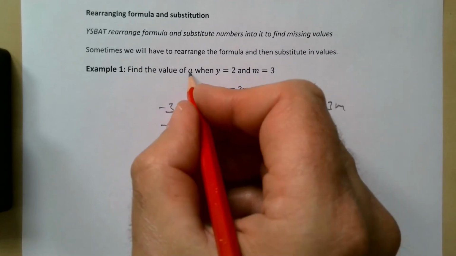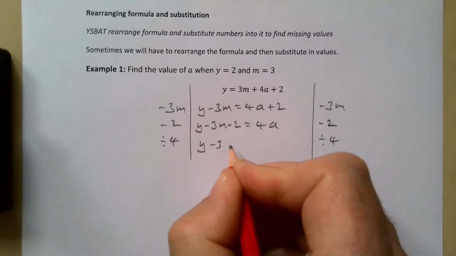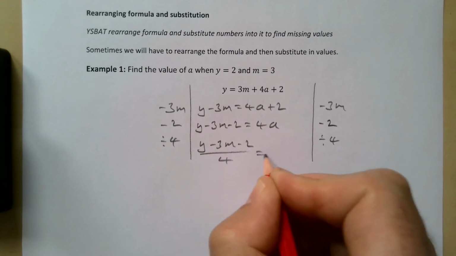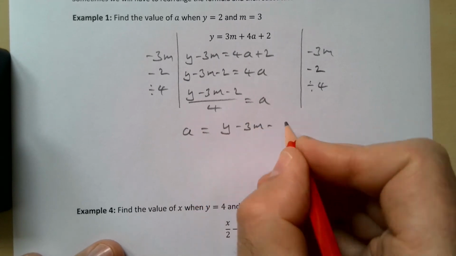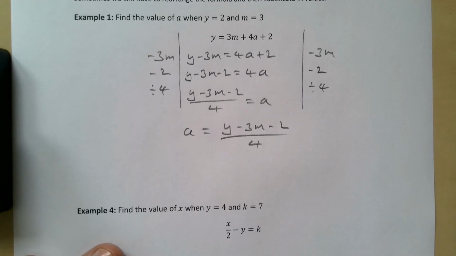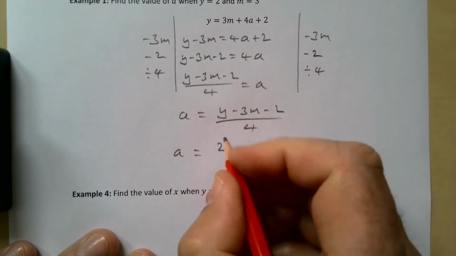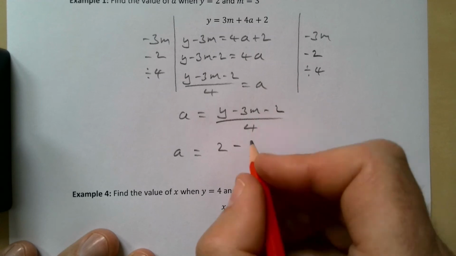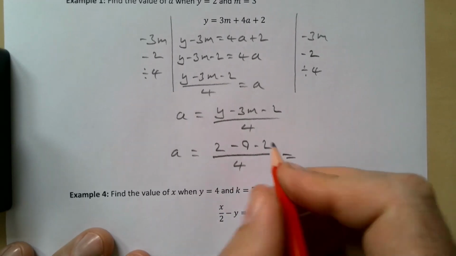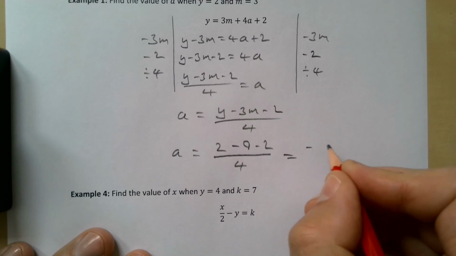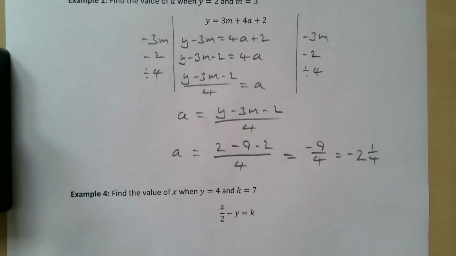We want the a on its own because it says find the value of a. So we're going to divide by 4. y minus 3m minus 2 all over 4 is a, and then rearrange. a is y minus 3m minus 2 all over 4. y is 2 and m is 3, so a equals 2 minus, so that's 3 times 3, so it's minus 9 minus 2 all over 4. 2 minus 9 minus 2 gives me minus 9 over 4, which is minus 2 and a quarter then.